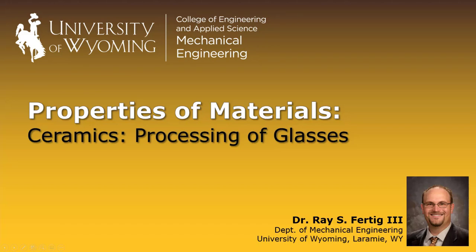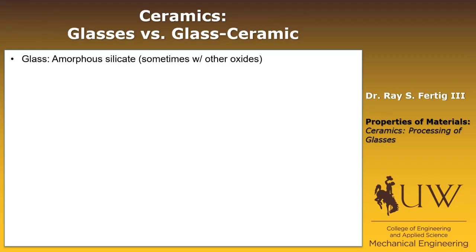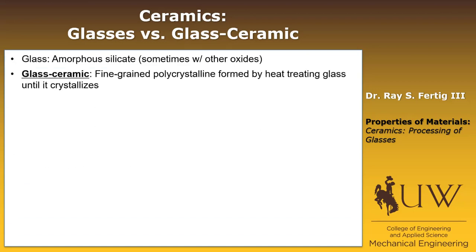In this module, we want to talk about the processing of glasses. But first, we want to remind you of some definitions. So remember that a glass is just an amorphous silicate. Sometimes it's combined with other oxides. And we're going to introduce a new definition called a glass ceramic. It's actually a fine-grained polycrystalline form that occurs by heat treating existing glass until it crystallizes.